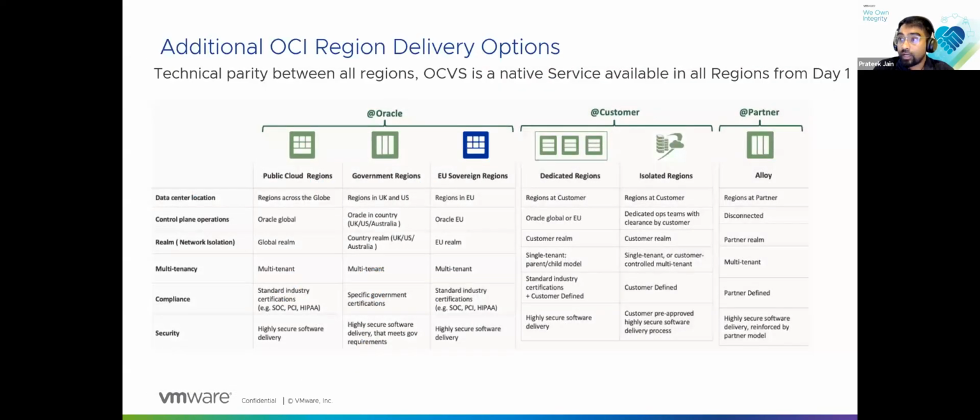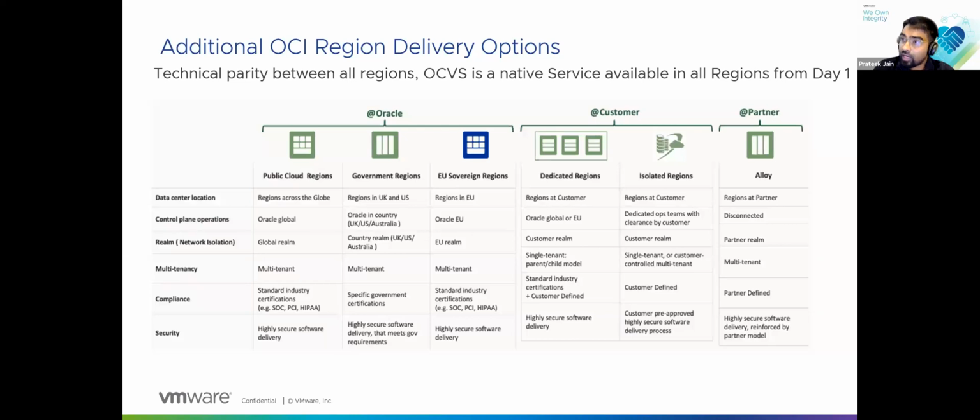Now, while Oracle has all the regions, there are different models and different delivery options available for OCVS as a customer. Besides the public cloud regions, the 45 regions that we already see, we have government regions as well, and then EU sovereign regions, where there is a strict data protection policy, and all the government-specific certifications are applied on the infrastructure, and for the EU sovereign regions as well.